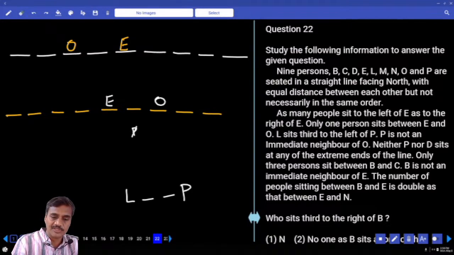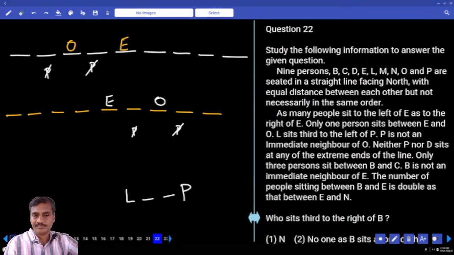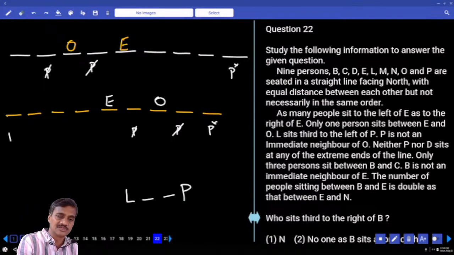Now P cannot be in these two places, isn't it? Now P cannot be here. Now in this one also P cannot be in these two places, isn't it? Now P cannot be here, and neither P nor D sits at the extreme ends of the line. Now P cannot be here as well. P cannot be at the extreme ends of the line.